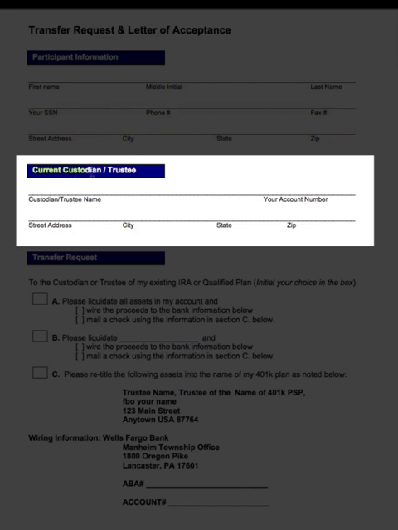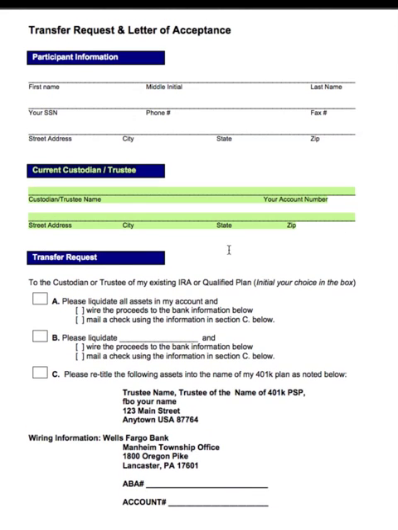Next, fill in the information for the current custodian, the current trustee, whoever is currently holding the money or the assets of the retirement plan. This is where their information goes. So you put in their name, your account number with them, and then put in their address information in this area. Then we get down to, what are you asking them to transfer? What are you going to ask for them to move directly to you?